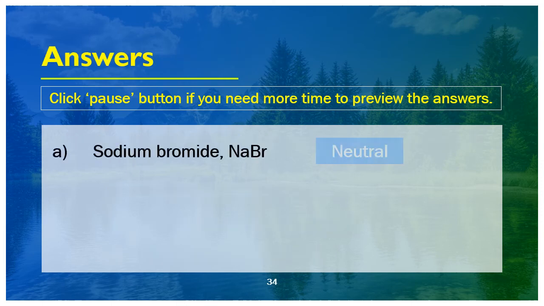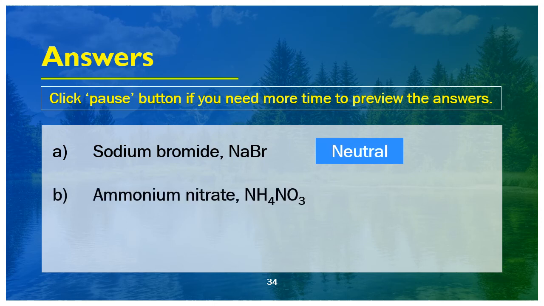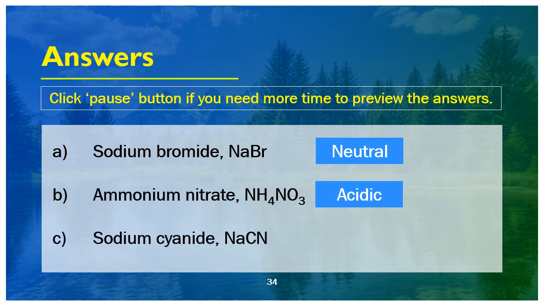Now, let's check the answer. Sodium bromide is a neutral salt. Ammonium nitrate is an acidic salt. Sodium cyanide is a basic salt.